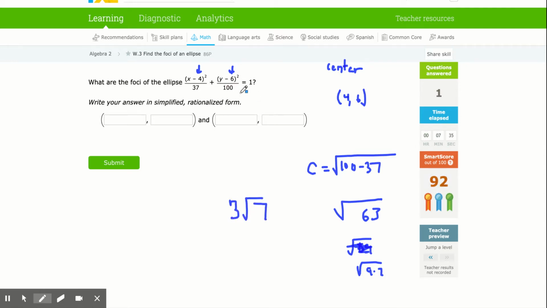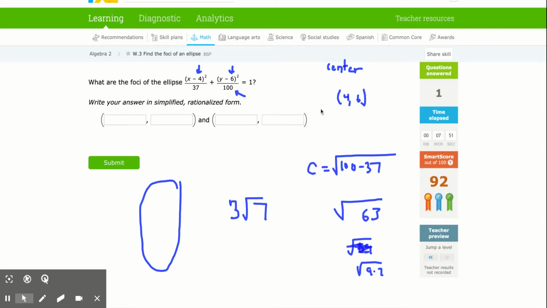And now be careful, my foci are up above and below the center. This is elongated more vertically. So I'm going to adjust the y. The x will be the same as my center. So my x will still be a 4 for both my foci.